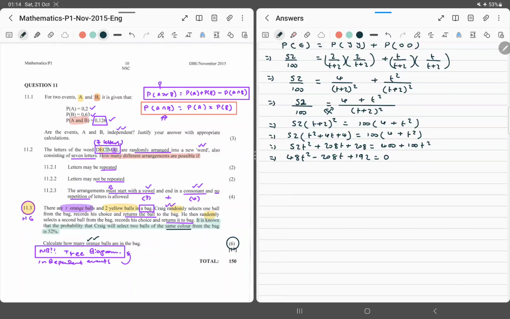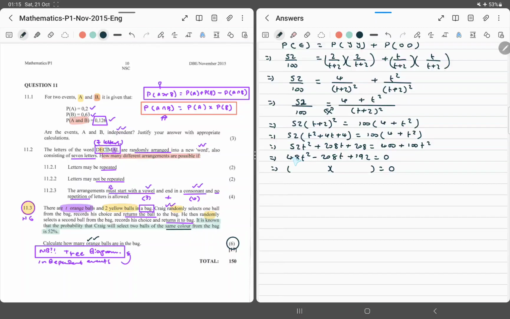So now we have to attempt to factorize. Let's see. Does 208 divide 48? The answer is no. So it's not going to work. Now let's say 192 divided by 48 is 4. Okay. So now this is where your charisma is tested. But of course you can use your general quadratic formula. If you feel overwhelmed, you still have options. You're not forced to do this.